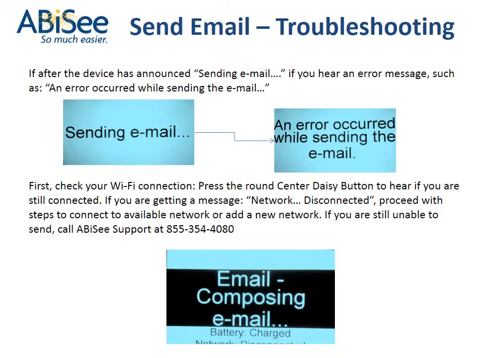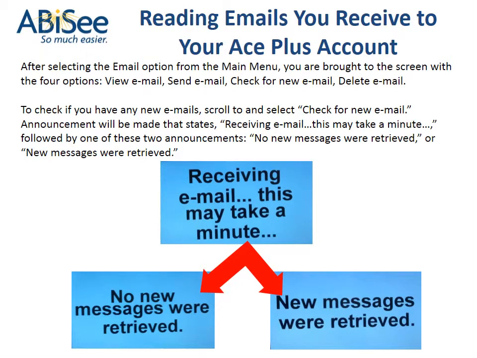Send email. Troubleshooting. If after the device has announced sending email, you hear an error message, such as an error occurred while sending the email, first, check your Wi-Fi connection. Press the round center daisy button to hear if you are still connected. If you are getting a message, network disconnected, proceed with steps to connect to available network, or add a new network. If you are still unable to send, call ABC support at 855-354-4080.